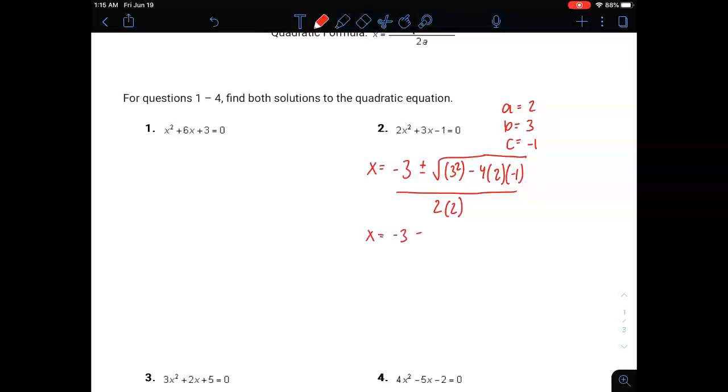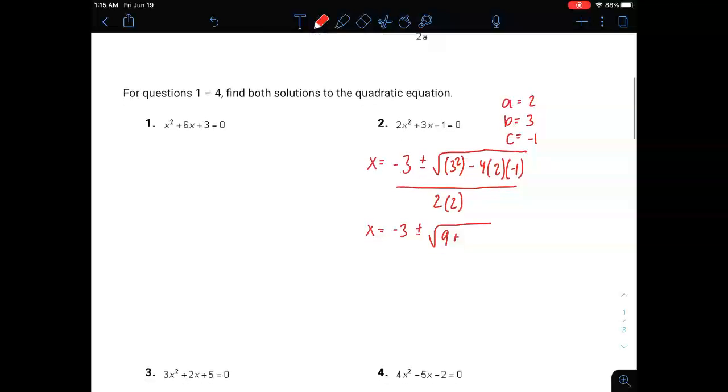X equals -3 plus or minus the square root of, I've got 9 plus 8, all over 4. All right, so x equals -3 plus or minus the square root of 17 over 4. And this is where I have two totally separate problems because of this one part right here, that plus or minus.